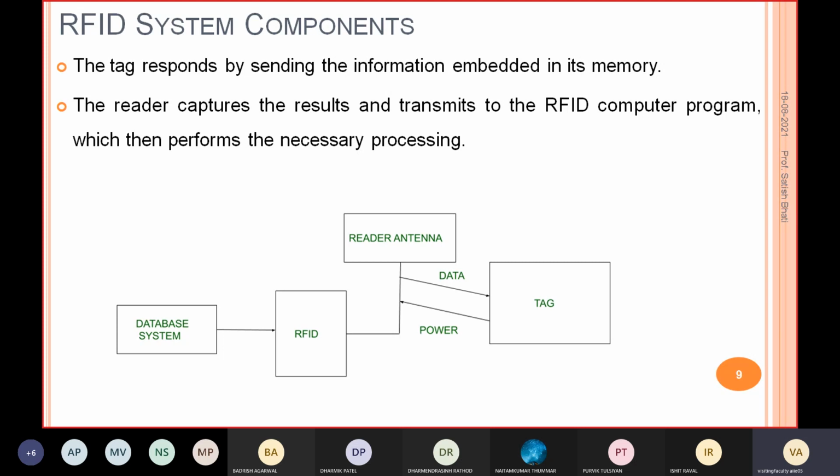That information may be, like, the description about the product or object, right? So it may be any kind of information.